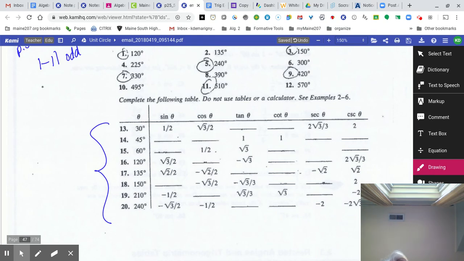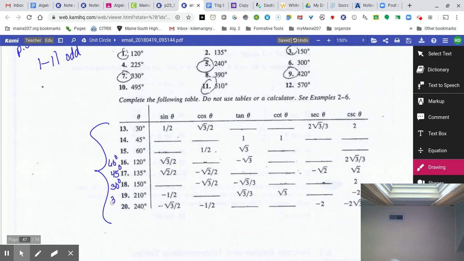So just so that you know these pretty quickly, the 120 is a 60 degree reference, the 135 is a 45 degree reference, and the 150 is a 30 degree reference. So those are really, really important.